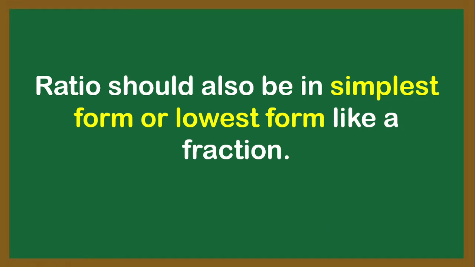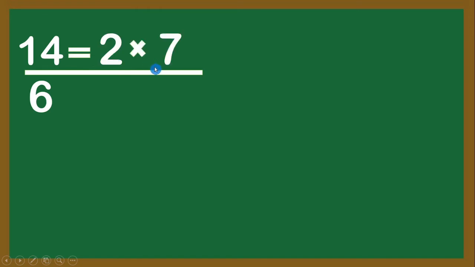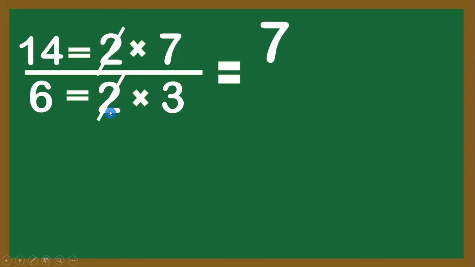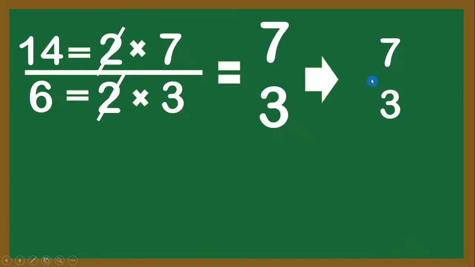Ratio should also be in simplest form or lowest form like a fraction. Let's say 14 is to 6. When we reduce 14 is to 6, we factor 14 as 2 times 7, then 6 as 2 times 3. Then we have this common factor of 2. We cancel 2 and 2, which gives us 1 and 1. So we have 1 times 7 equals 7, then 1 times 3 equals 3. So we have now the simplest form as 7 is to 3 as your answer.